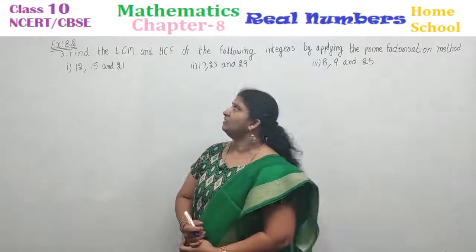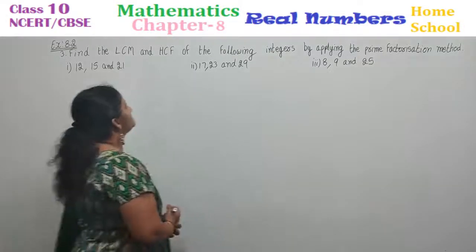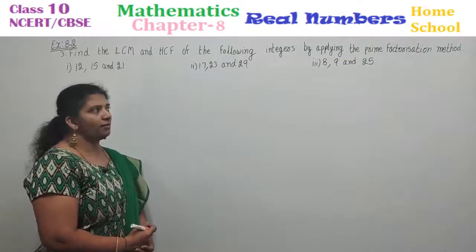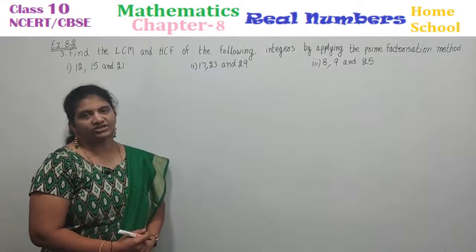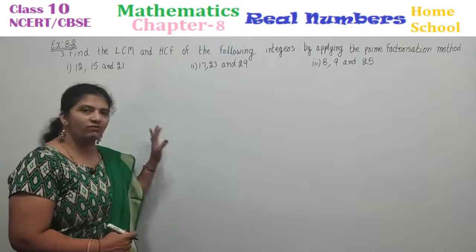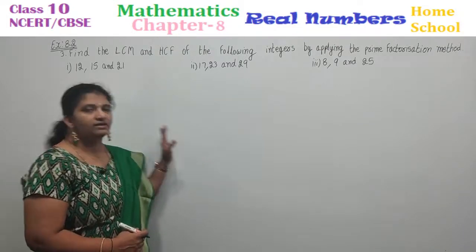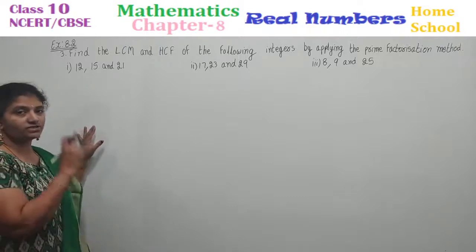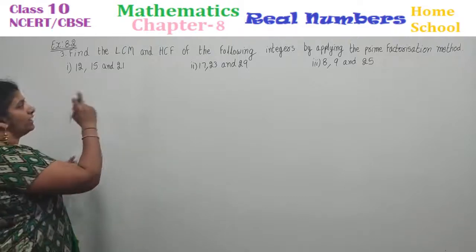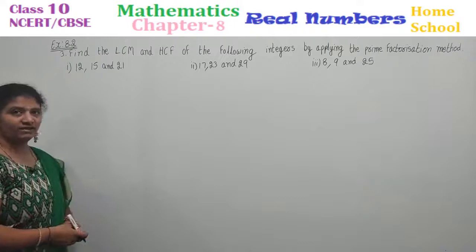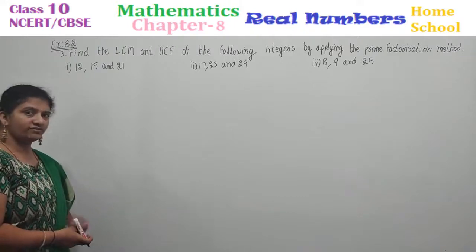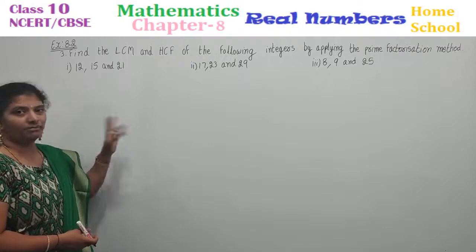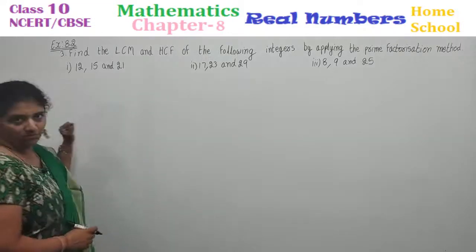Let's start here. Find the LCM and HCF of the following integers by applying the prime factorization method. In this main question, we have 3 sub-questions. Let's start with the first one. What we need to calculate by using prime factorization? We need to find the HCF and LCM. What is HCF? Highest common factor. LCM, least common multiple. Let's solve the first problem.